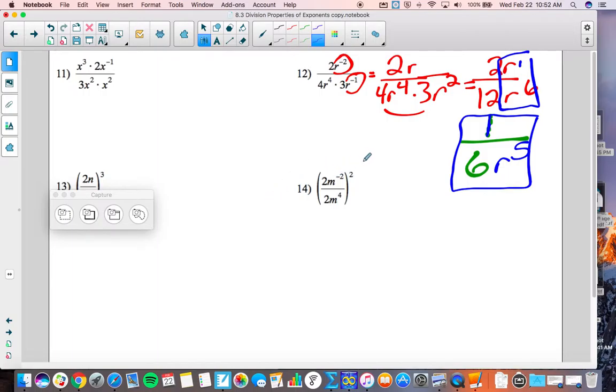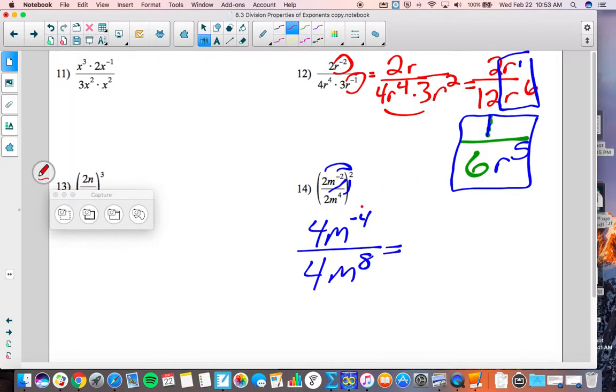All right, let's do some sprinkling. I've been missing sprinkling. So we raise 2 to the 2nd power. We raise m to the negative 2 to the 2nd power. And everything down here also gets raised to the 2nd power. So let's sprinkle or disperse that power of 2. So 2 squared is 4. Multiply our exponents here. That's m to the negative 4. On the bottom, 2 squared is 4. And then we have m to the 8.